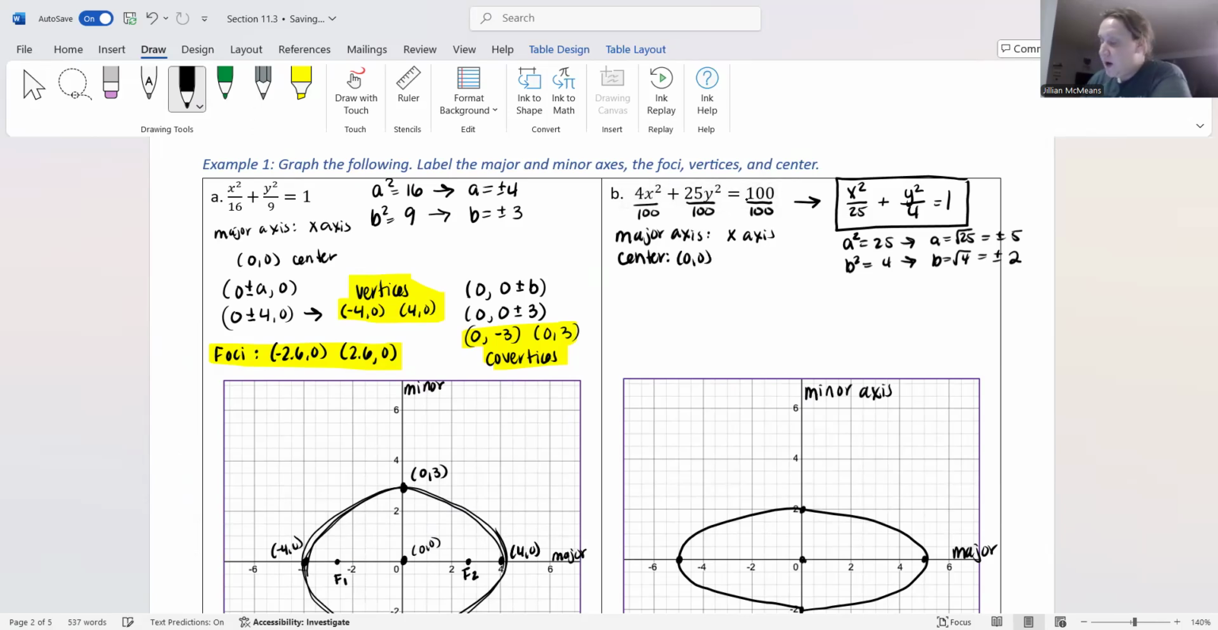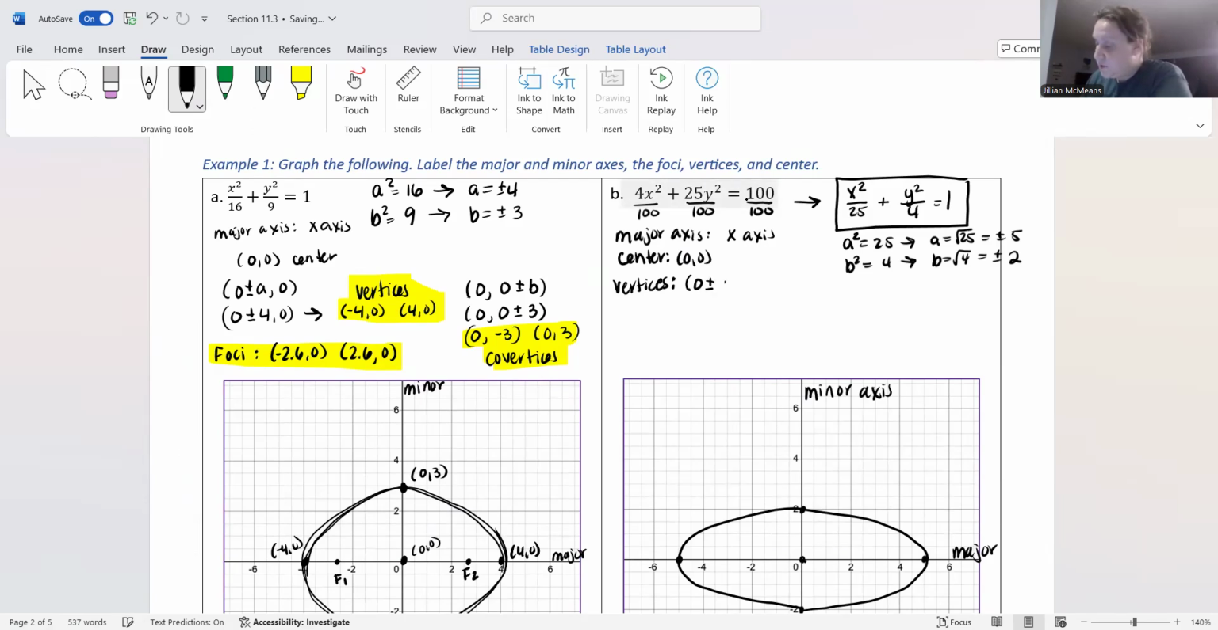Now I'm going to do the vertices first. So let's do the major vertices. Because we're oblong horizontally, the major vertices are going to be along the x-axis. So we want to take whatever x is, which in this case is 0.